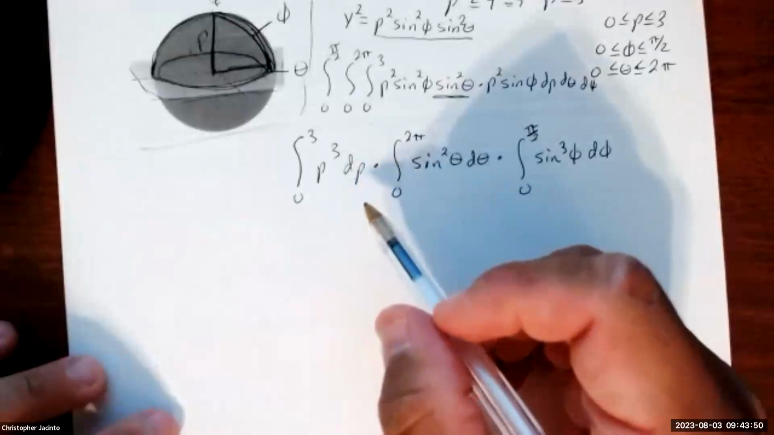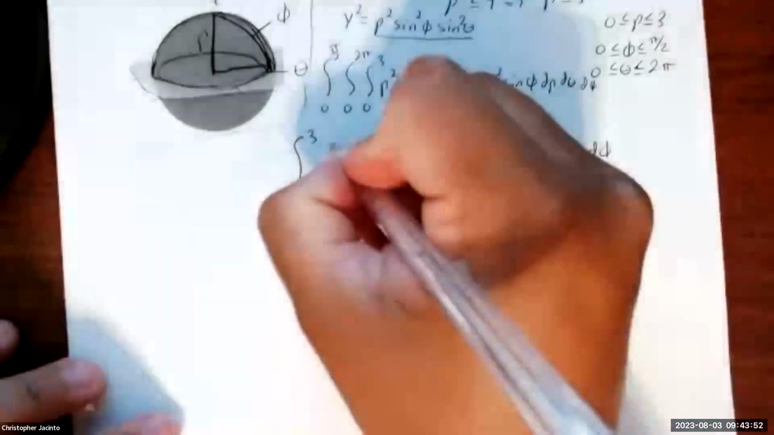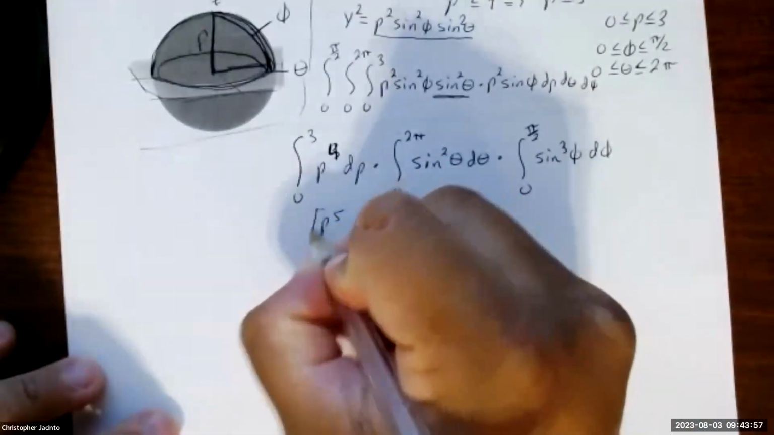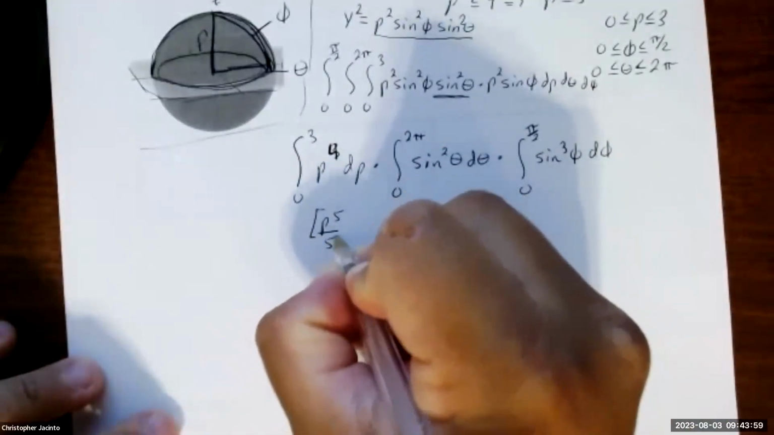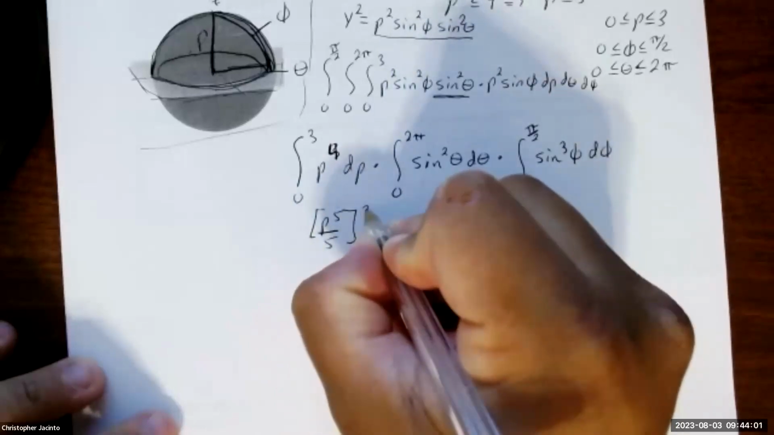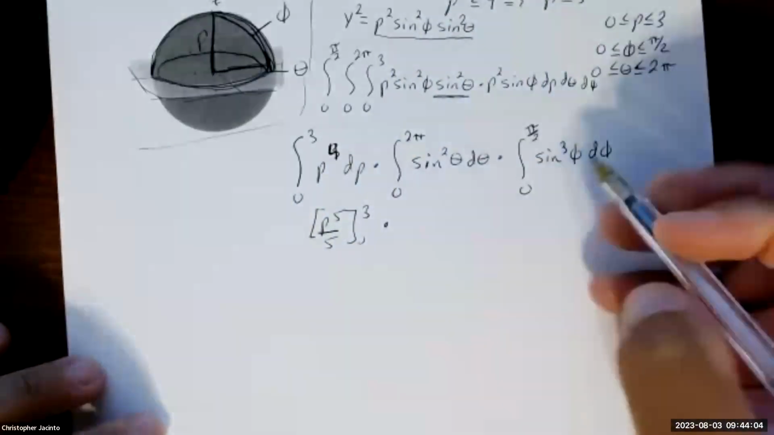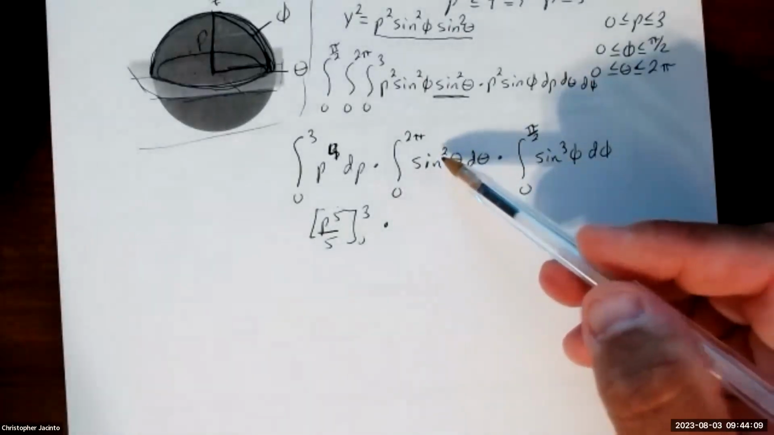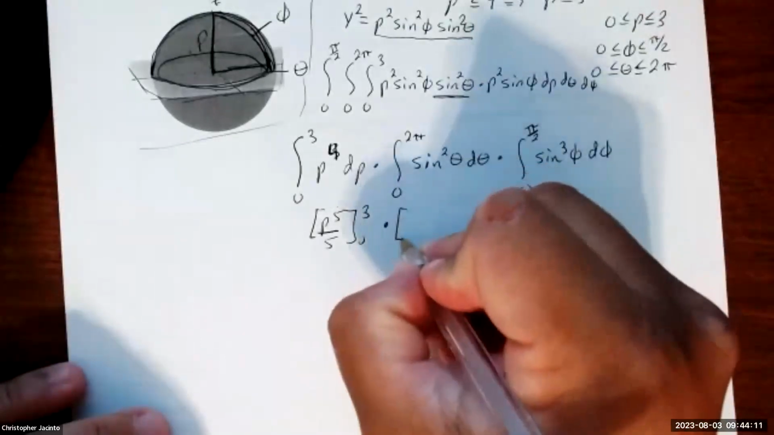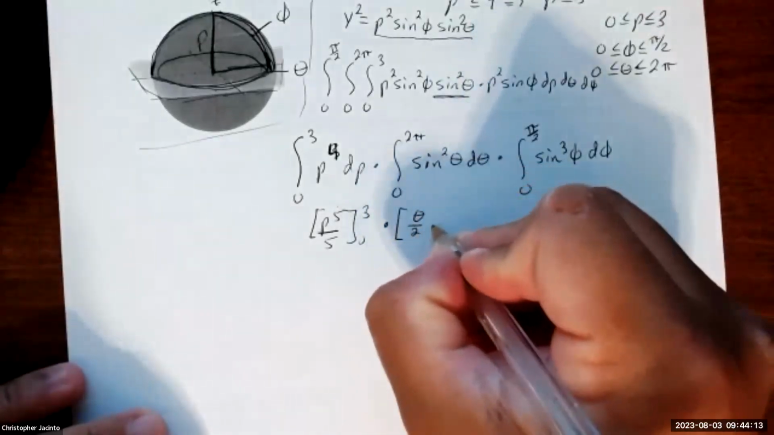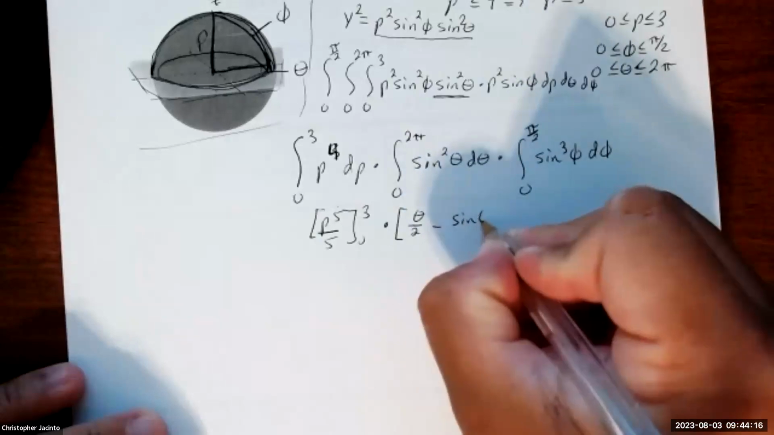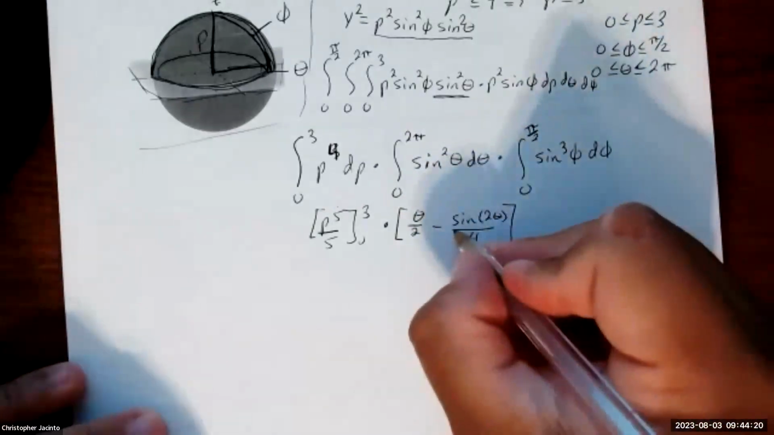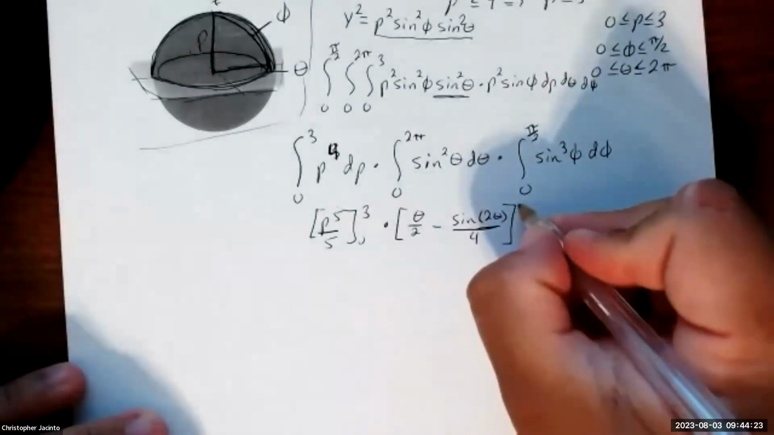So hopefully this is a straight, oh, it's the fourth power. Straight integration here. So rho to the fifth over 5 evaluated at 0 and 3. This one we use the same rule we've done before, right? The integral of sine to the second power is just going to be equal to theta over 2 minus sine of 2 theta over 4. Same conversion we've been doing.